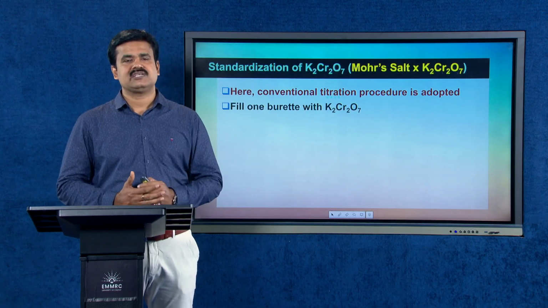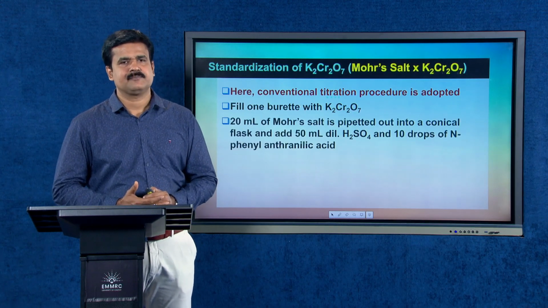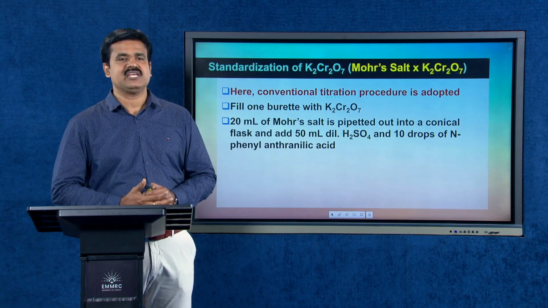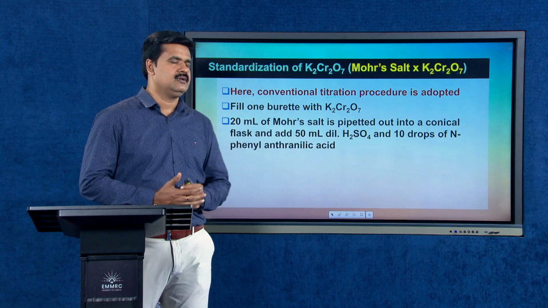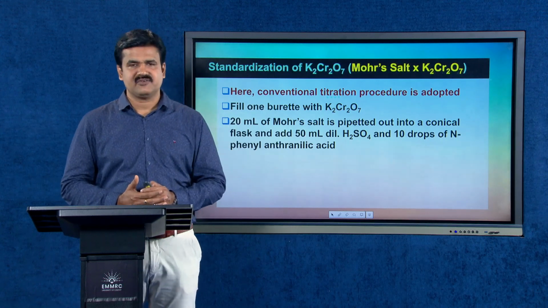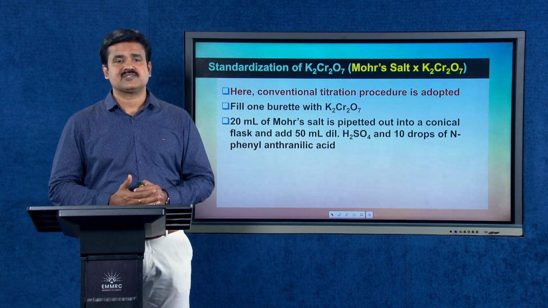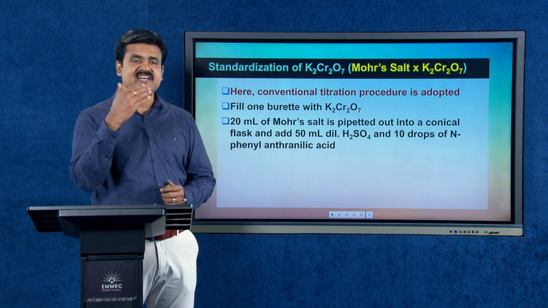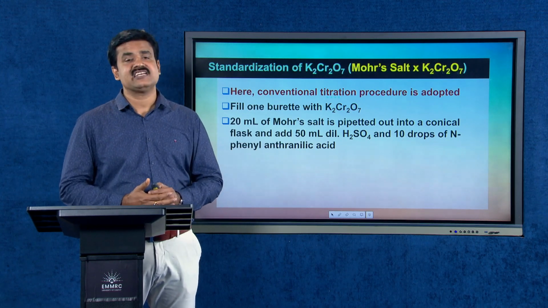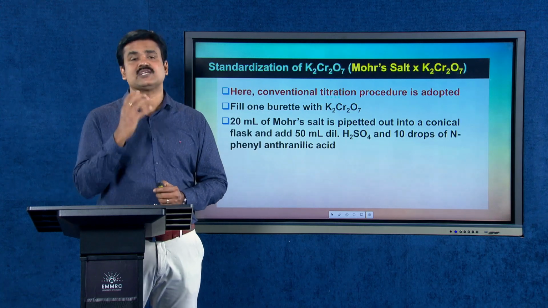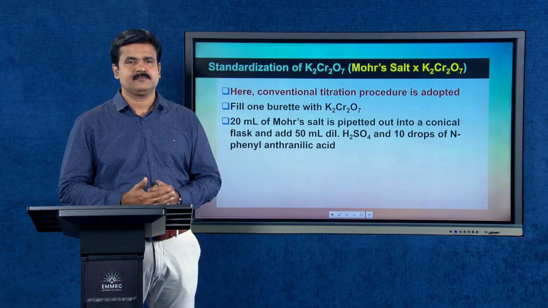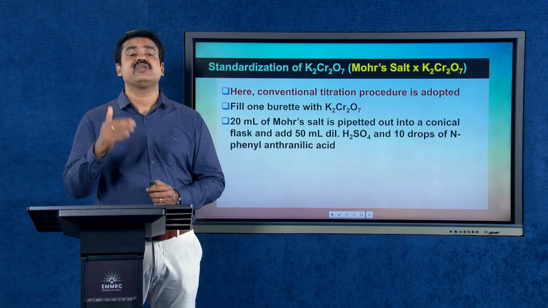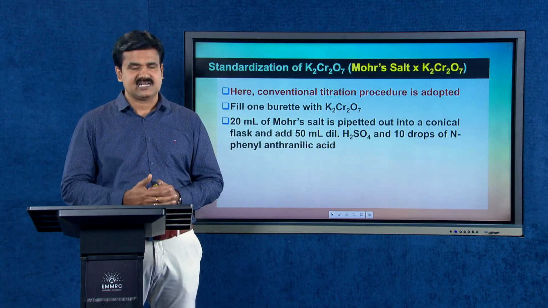Fill one burette with the potassium dichromate. 20 ml of the prepared Mohr's salt solution is pipetted out into a conical flask, and 50 ml dilute sulfuric acid and 10 drops of N-phenylanthranilic acid are added. You know that N-phenylanthranilic acid acts as an internal indicator in this reaction. Now you have a mixture of 20 ml Mohr's salt, 50 ml dilute sulfuric acid and 10 drops, or 0.5 ml, of N-phenylanthranilic acid.